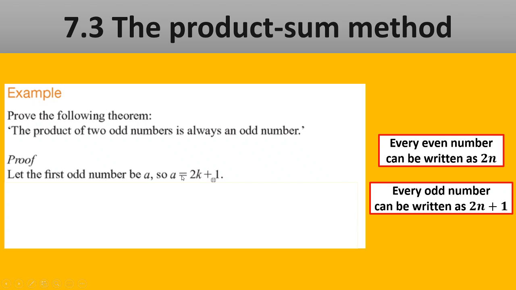They use k. Well, I also want to describe the second odd number. Let's call that second odd number b. And I'm going to describe that using b equals 2n plus 1. What is important is that you use two different letters here. You can't say that b is also 2k plus 1, because then a and b are always the same, and they don't have to be.